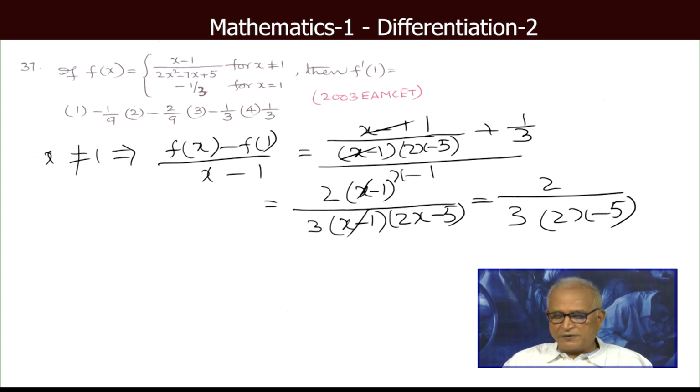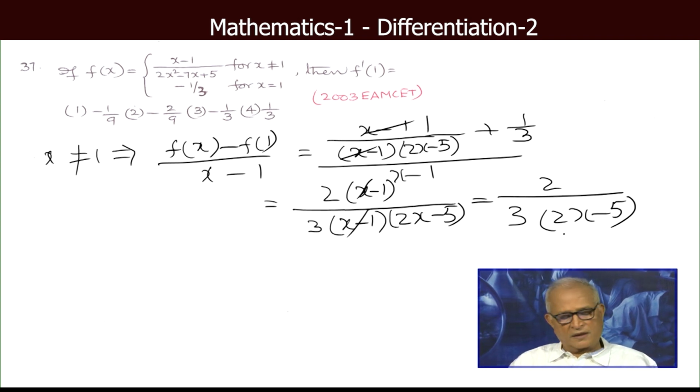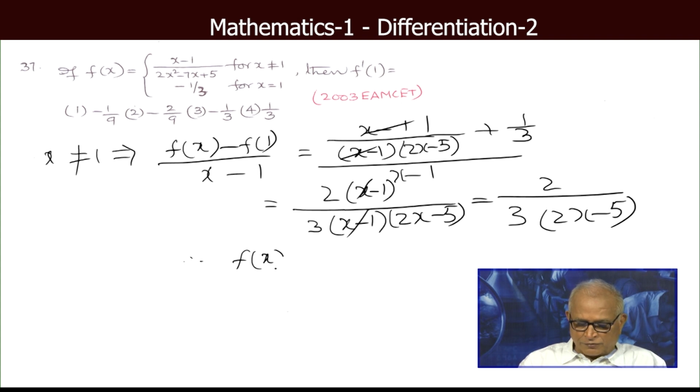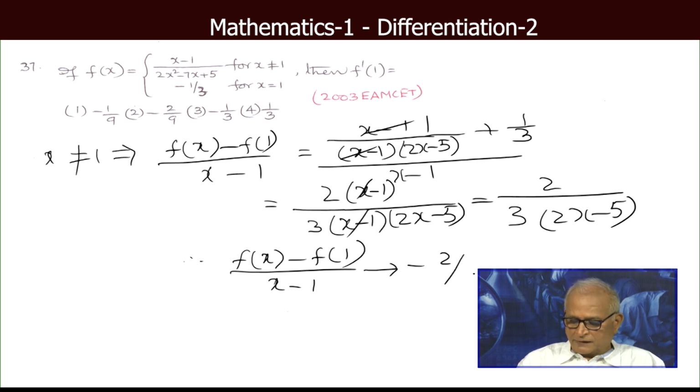So, what is the limit of this as x tends to 1? It clearly exists. As x tends to 1, 2x minus 5 tends to minus 3. 2 minus 5 is minus 3. So, 2 by 3 times 2x minus 5 tends to minus 2 by 9. Therefore, fx minus f1 by x minus 1 tends to minus 2 by 9 as x tends to 1.